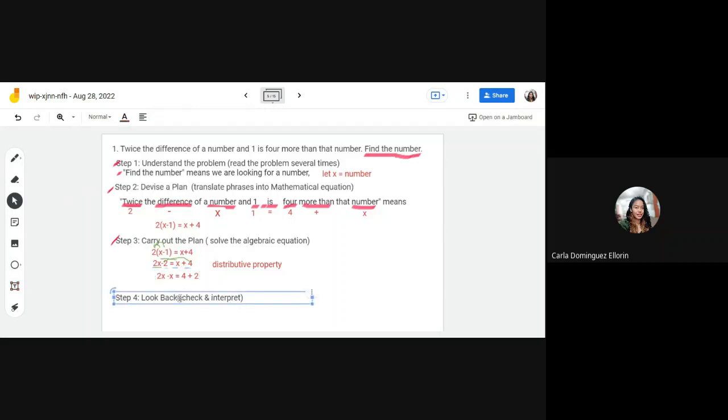So, we have 2x minus x is equal to 4 plus 2. So, we can now solve the problem. Pwede na natin silang isolve. 2x minus x, that is equal to x. Is equal to, okay, 4 plus 2, that is equal to 6. So, x is equal to 6.